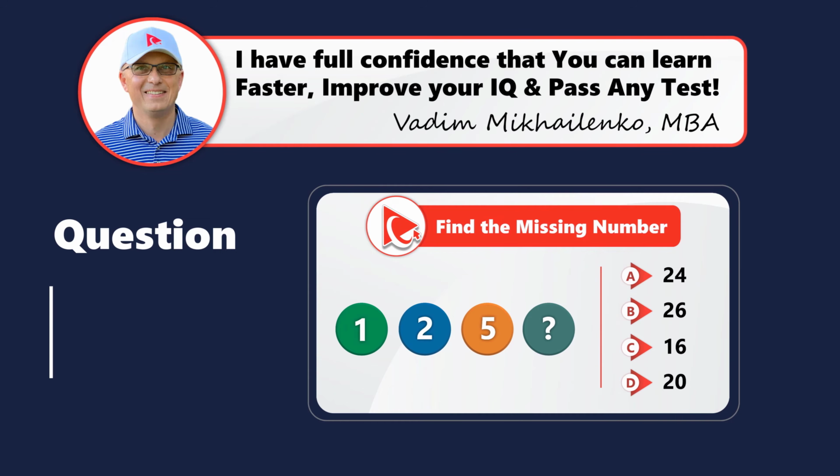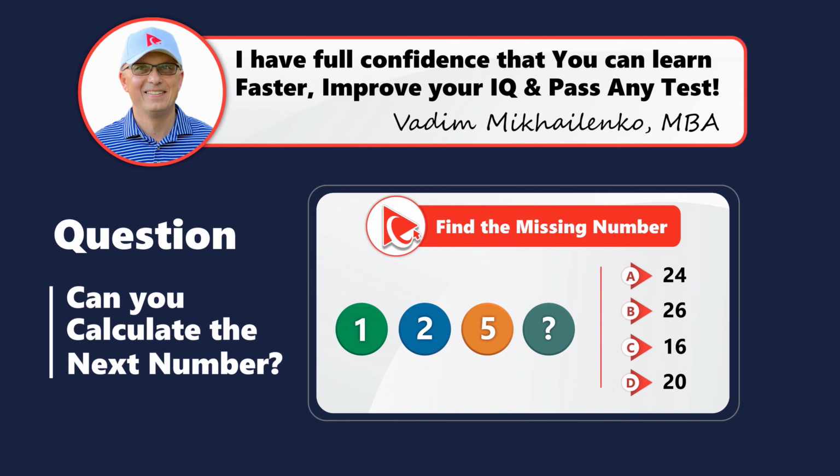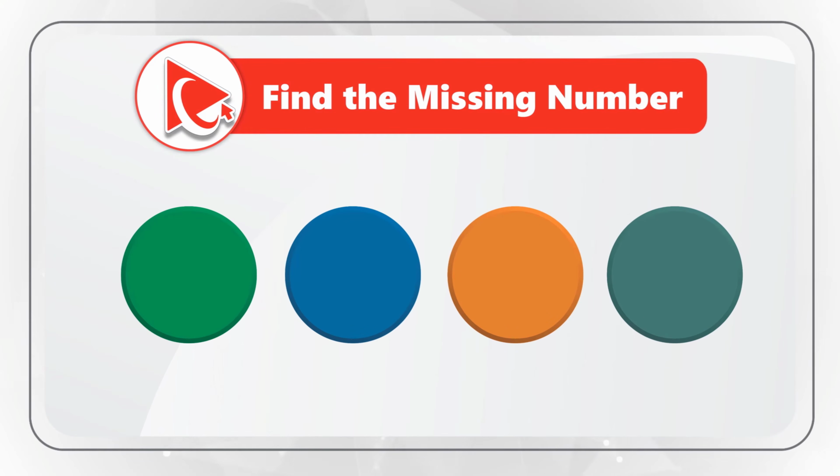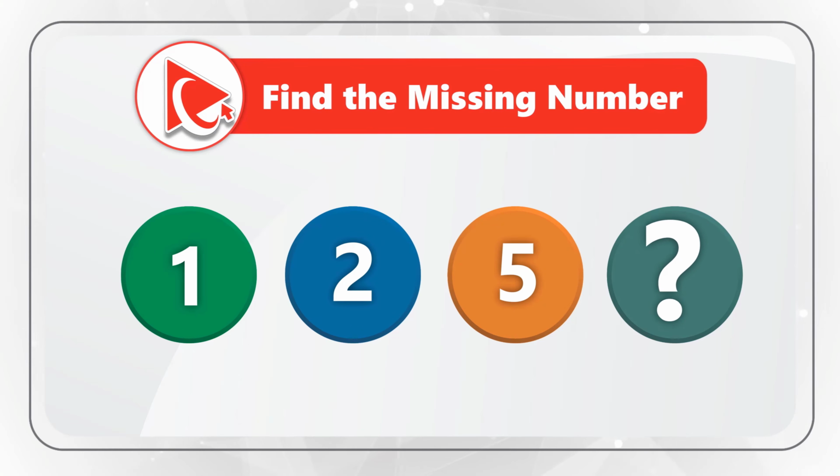Here's a very interesting question where you need to calculate the missing number. You're presented with 4 circles. Each circle is of a different color. The first circle has number 1 inside of it. Second circle has number 2. Third circle has number 5 inside, and last circle has the missing number represented by the question mark.